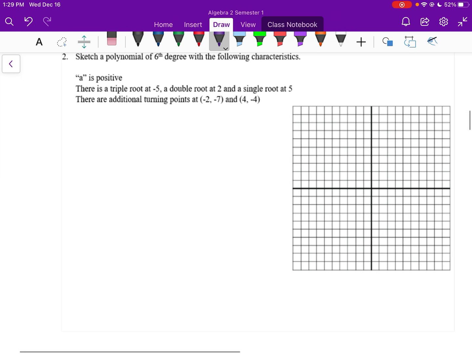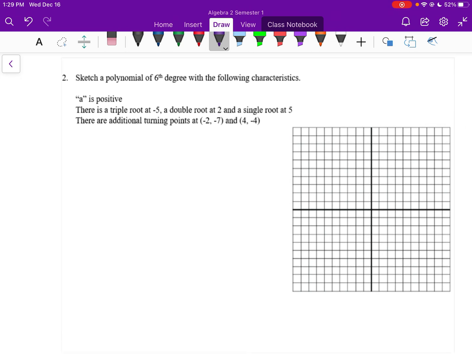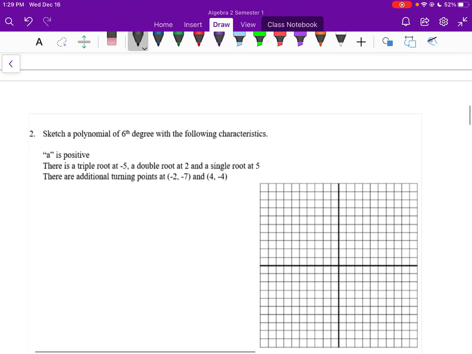All right, so for the next one, sketch a polynomial of 6th degree with the following characteristics. Before we move on, I'm going to figure out the end behavior. With 6th degree, I'm either going both up or both down since it's an even degree. Now we do need to look here. A is positive, so that tells us our end behavior should both go up. So that's good for the 6th degree, and A is positive.